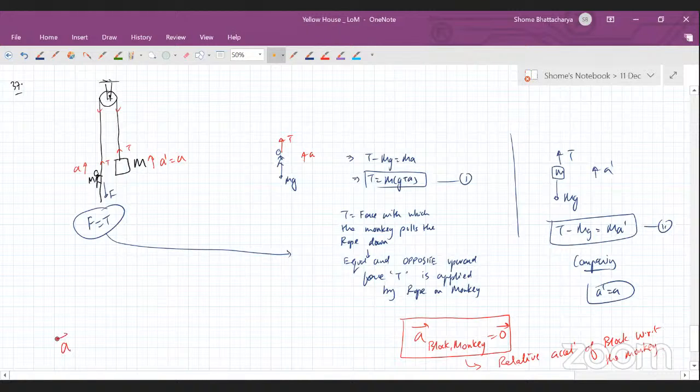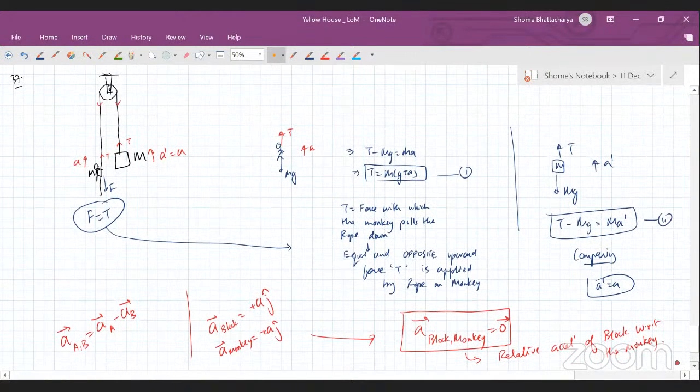You know that the acceleration of any object A with respect to another object B is the acceleration of A minus the acceleration of B. So here, the acceleration of the block is plus a j cap, going upwards. The acceleration of the monkey is also plus a j cap. So their difference is how much? It's 0. So there is no relative motion. That is the final thing in the question.